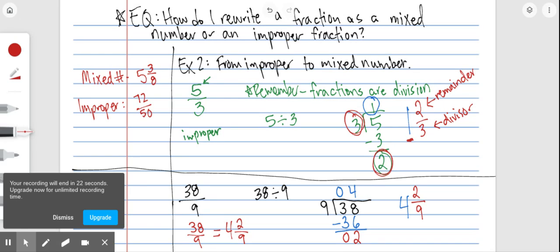Again, we use this when we're converting from an improper fraction to a mixed number because division is the opposite of multiplication. And when we're going backwards, we use division. So this is our answer. We're going to do some try-its in the next one.